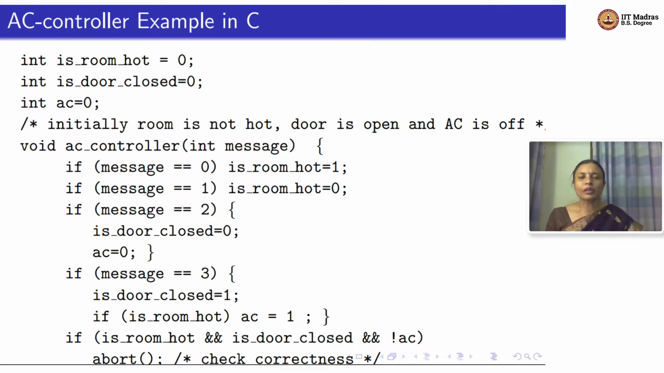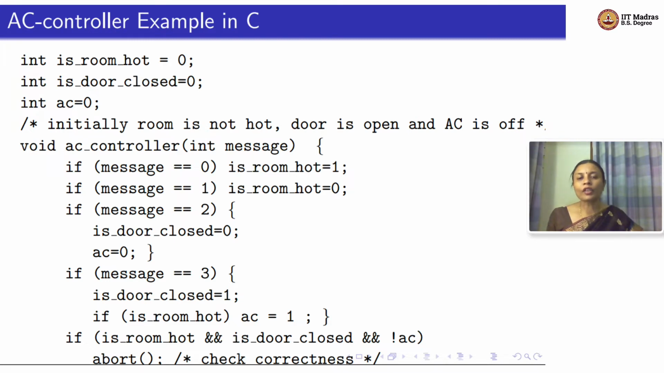Then the AC controller takes a message, which can be a number. So message, as the code says, can be a number that is either 0 or 1 or 2 or 3. And based on the message, it does some actions. So if the message is 0, then it sets the room heat. Maybe the room heat is more. So it sets this Boolean variable is room hot to 1. If the message is 1, then it sets it back to 0. If the message is 2, it sets door to be open and AC to be off. If the message is 3, then it says close the door. And if the room is hot, then switch on the AC.